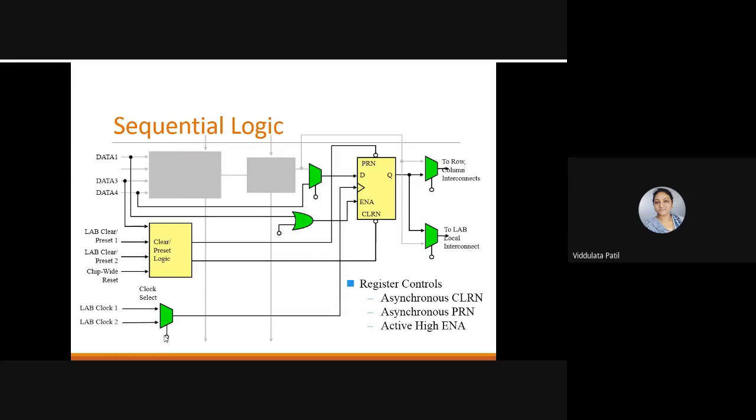Okay, now depending on the clock select here, which clock has to be used will be decided through this multiplexer. Okay, and then whatever is the output of this flip flop will now be connected to the row as well as column interconnects through this multiplexer. That means this multiplexer will select this, as it is a sequential logic design, so whatever is the output of this flip flop will be connected to the interconnect, as well as to the logic array block.